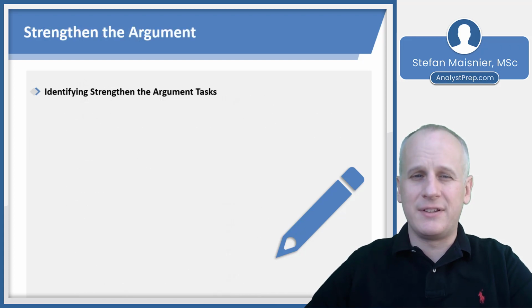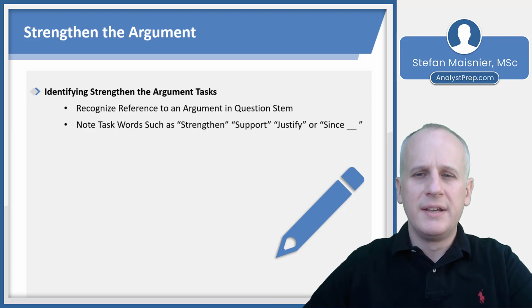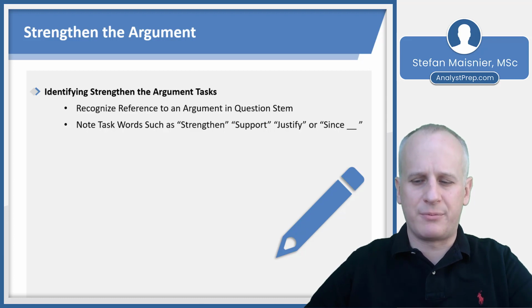So let's talk specifically about those strengthen the argument tasks. To identify these, first you need to recognize the reference to an argument in the question stem. So the question stem for argumentation critical reasonings usually are going to explicitly reference either a conclusion or an argument, and that is your first clue that, hey, I'm dealing with something involving an argument and needing to address it. You'll also, for strengthen the argument questions, note specific task words such as strengthen, support, justify, or even "since" and then a blank. These are what are known as since strengthens because the blank is basically where you're going to put your support after the transition term of "since."